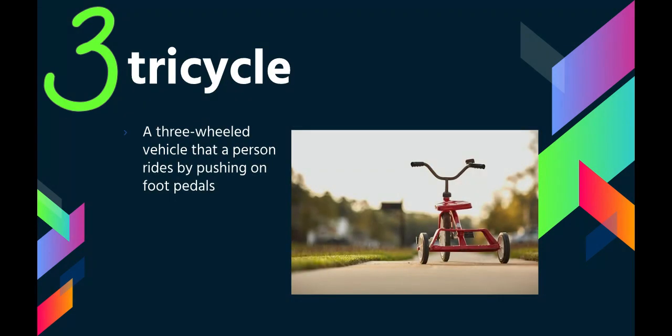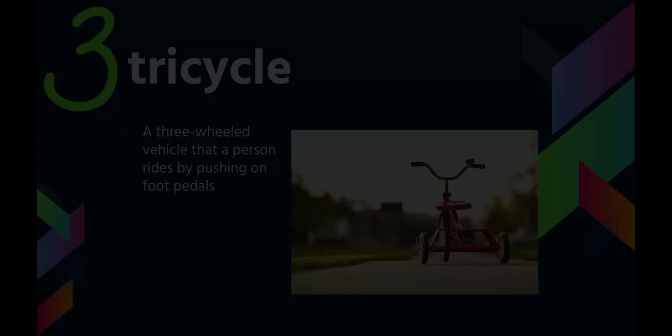Tricycle, this is a 3-wheeled vehicle that a person rides by pushing on foot pedals. So if you think back to the word bicycle, bi meaning 2, means 2-wheeled. Tricycle means a 3-wheeled vehicle, just like a bicycle.